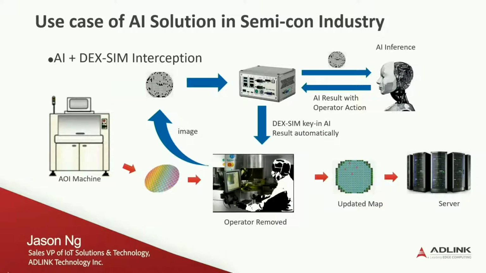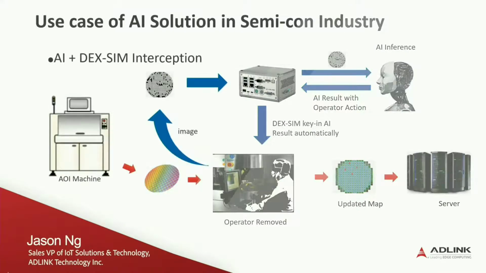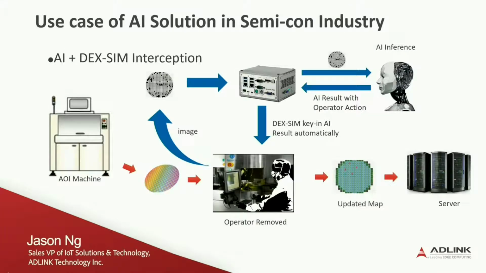The solution is AI plus DexSim's interception. DexSim will capture the display image from the manual inspection station and send it to the AI server for inference. The AI server will then send the result and the operator key-in procedure to DexSim, and DexSim will follow this instruction to key in to the manual inspection system automatically. In this way, the operator can be removed.